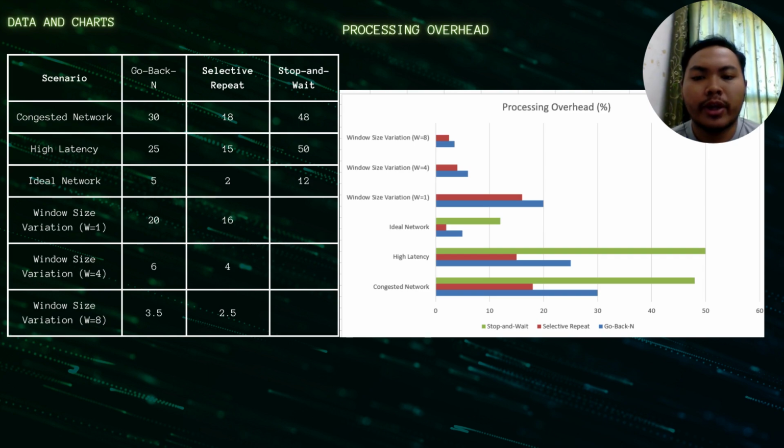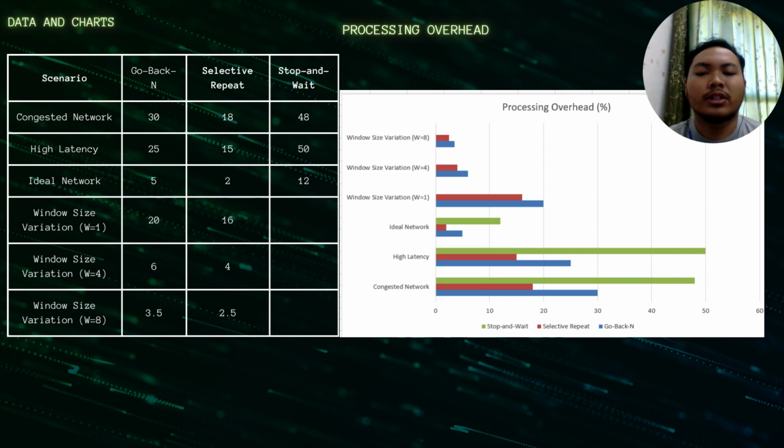For processing overhead, stop and wait shows the highest processing overhead at 48% in a congested network, which indicates that it requires more resources to manage the waiting time. Selective repeat has a moderate processing overhead, indicating a balance between performance and resource usage. While Go-Back-N exhibits the lowest processing overhead, suggesting it is more efficient in terms of resource usage, especially in high latency and ideal network conditions.